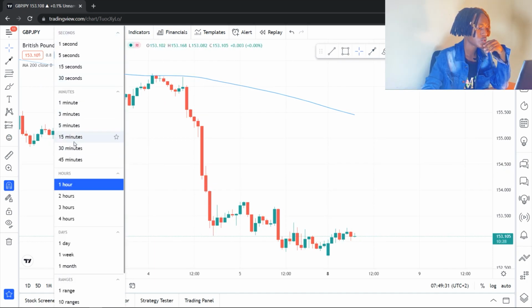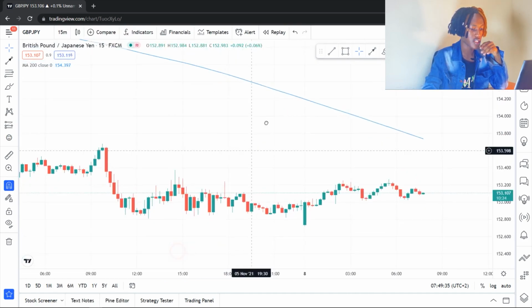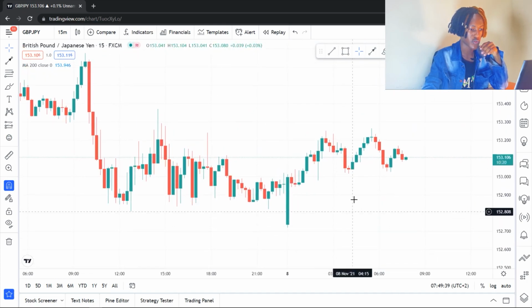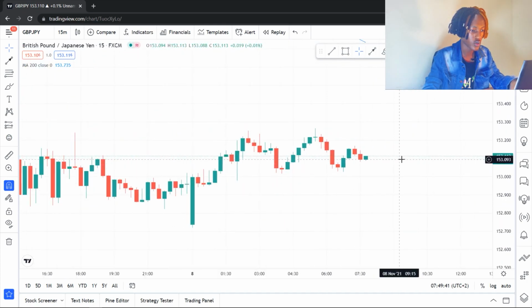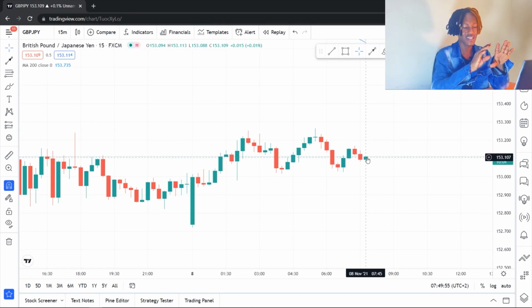If we adjust it to the M15, it means it takes 15 minutes for each candlestick to form. So it took 15 minutes for this candlestick to form, this candlestick, this candlestick, and this candlestick. This one is happening currently, which means it is going to take 15 minutes for it to close. So that's the basic idea behind these time frames.